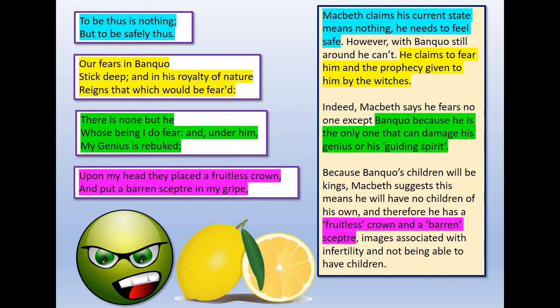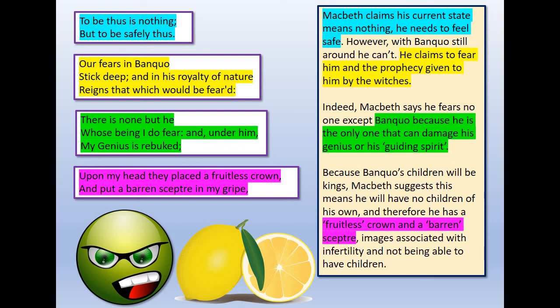Okay, so "our fears in Banquo stick deep." Again, double. He's got multiple reasons to fear Banquo, hasn't he? One, Banquo is smart. Banquo knew about the prophecies. Banquo is a good, loyal soldier. And he knows that because he fought with him. So he's got those aspects to fear him, those reasons to question him. And he says, "and in his royalty of nature," he's noble, he's honourable, he's stuck loyal. Therefore, is he going to be so loyal to Duncan that he wouldn't accept it and would work against Macbeth? That's one possibility.